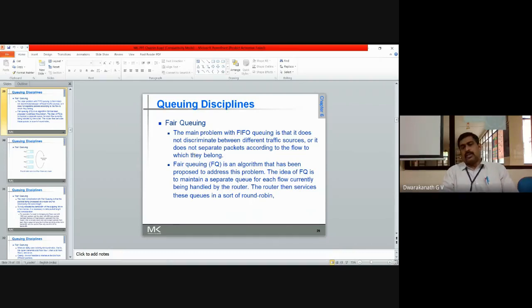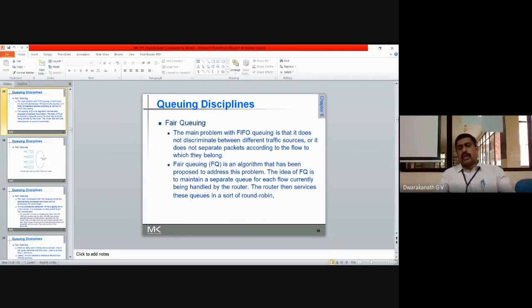Now fair queuing. What is this fair queuing? We'll see. The main problem with FIFO queuing is that it does not discriminate between different traffic sources, or it does not separate packets according to the flow to which they belong. So in a FIFO method, either priority based or ordinary FIFO, from which source the packet is coming, and from which traffic source, will not be taken into consideration.